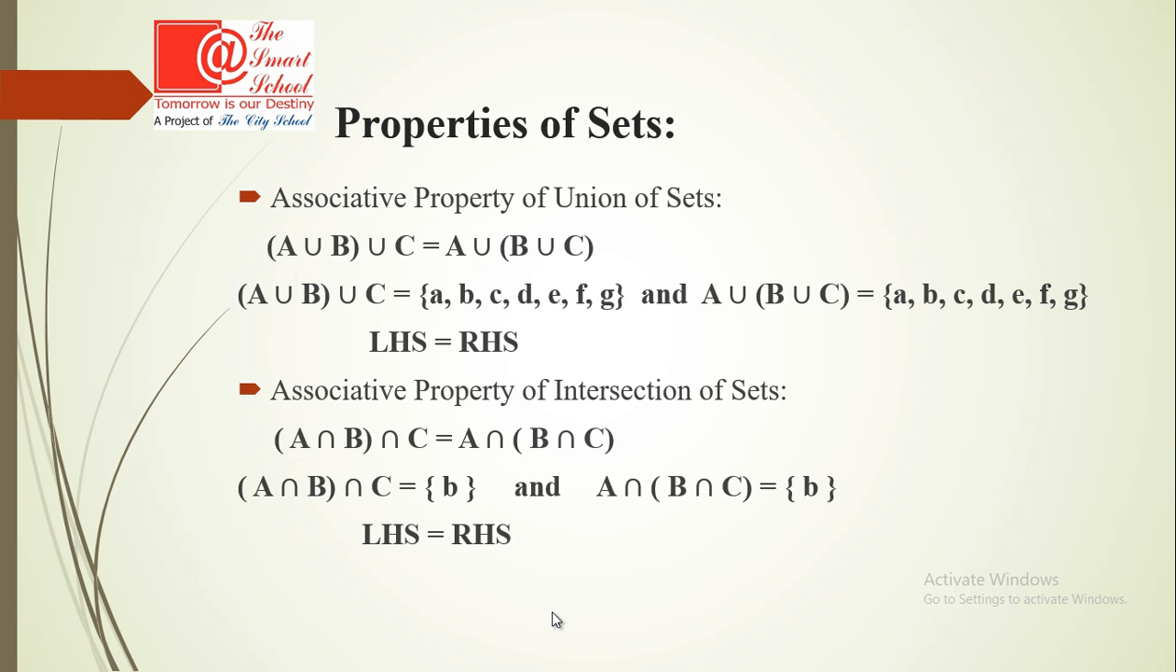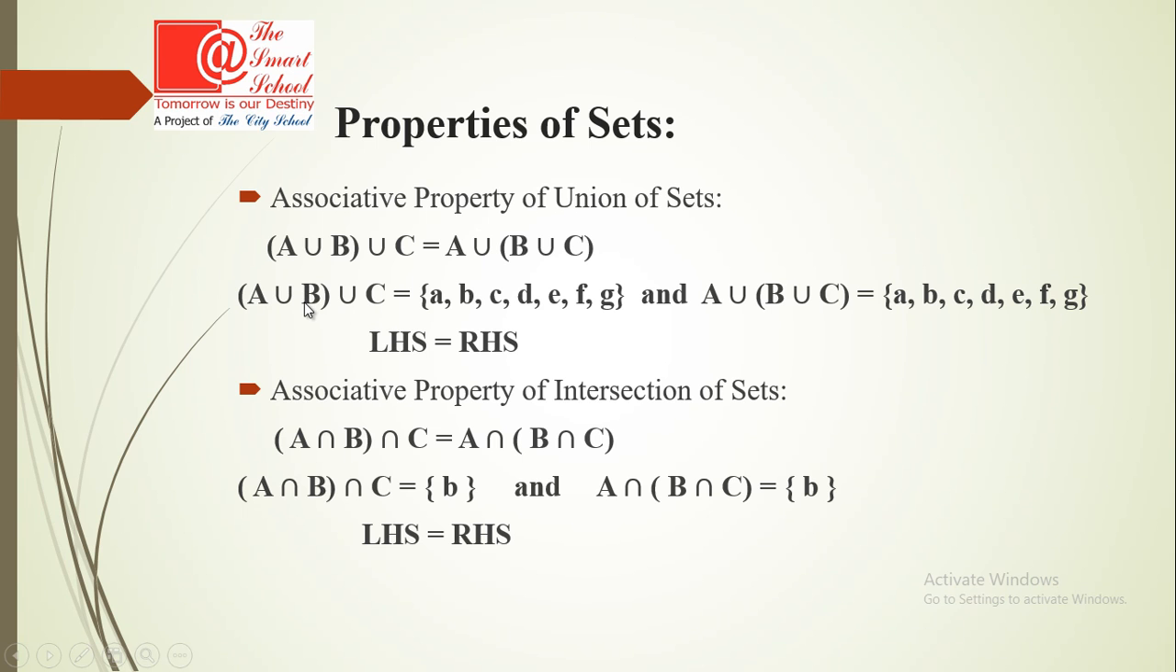Now, associative property of union of sets. Do you remember we did associative property of numbers also, in addition and in multiplication? Yes, same way. Suppose we have three numbers and we do 2 multiplied by 3 first, then multiplied by 4. The answer will be the same as if we do 3 multiplied by 4 first, then multiply that by 2. So the answer will come the same. In the same way, when we do union, the answer will be the same.